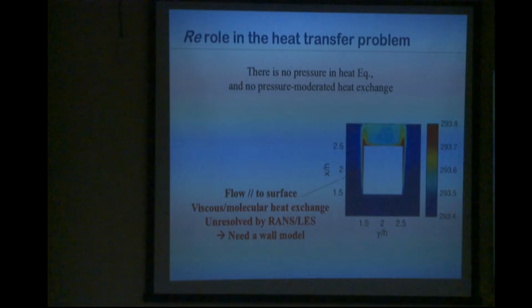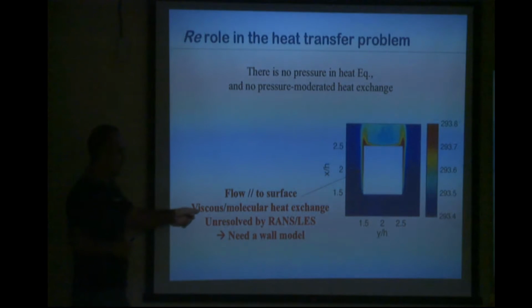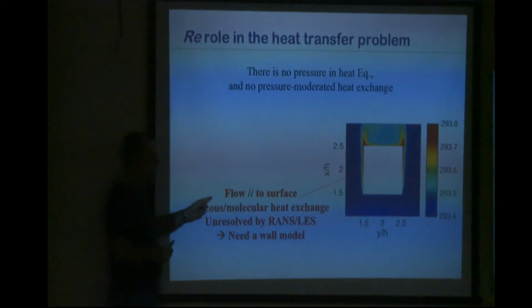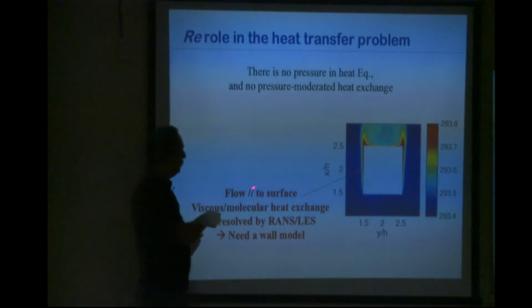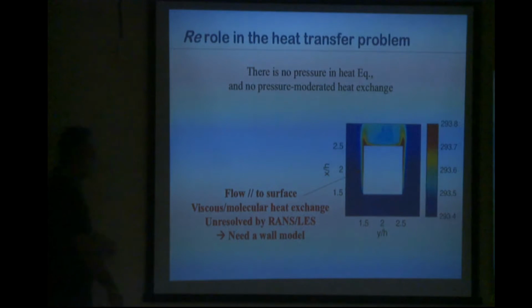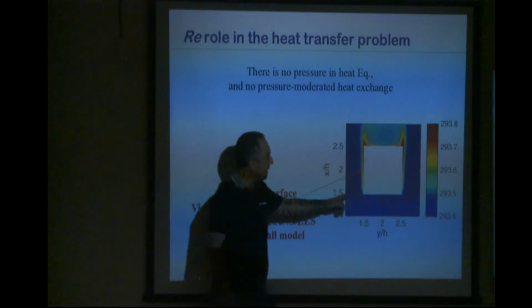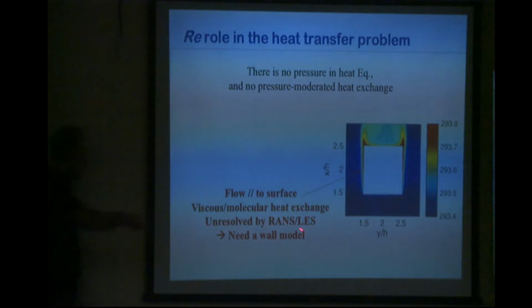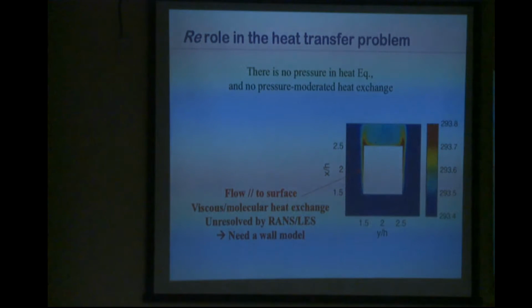Why is that so? Well, in the heat transfer equation, unlike the Navier-Stokes equation, there is no pressure term. And so there is no pressure drag or pressure heat exchange. There's no heat exchange that's modulated or done by the pressure. So all the heat exchange has to happen by viscous or molecular means, which means that the flow parallel to the surface, or the details of the viscous sublayer that controls this exchange, is going to be very important. And so now our model is not resolving anything. Now we need to parameterize this viscous sublayer using what we call a wall model, and that becomes a much more complicated problem. So already the simulation is more complex.